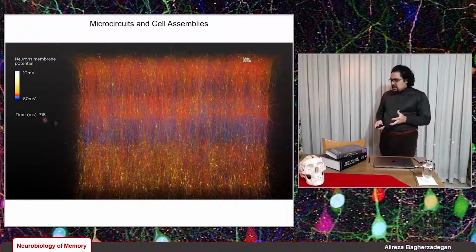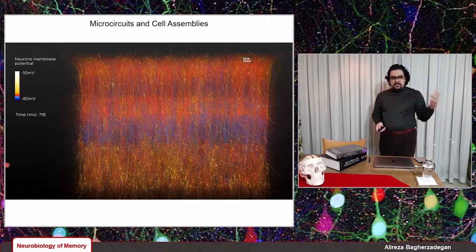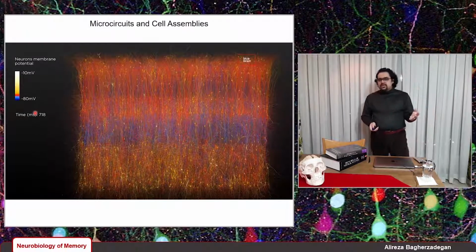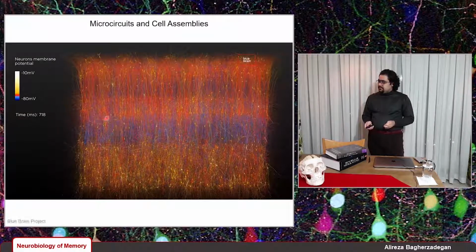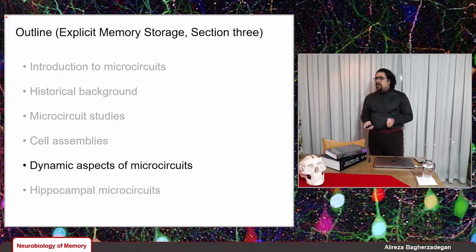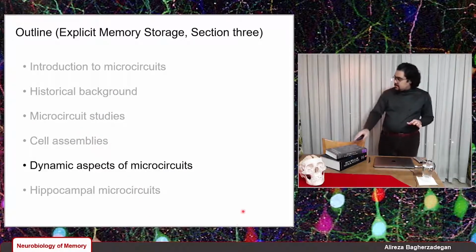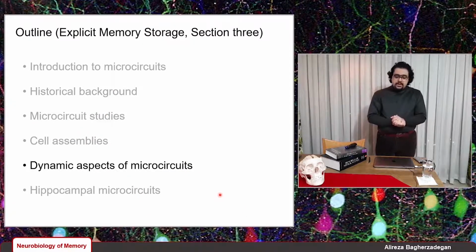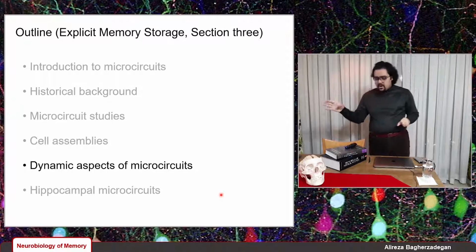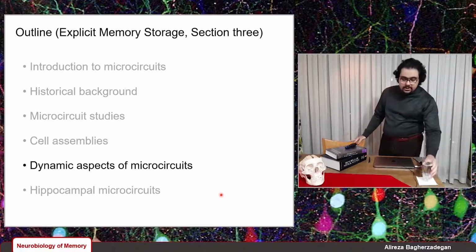But you know, this is the same concept. This demonstrates the same concept as the previous video in the previous slide. At each time, some neurons fire at the same time together, and those neurons are part of a single cell assembly. Okay, so that was all I wanted to talk about cell assemblies, and now I want to talk about the dynamic aspects of microcircuits.